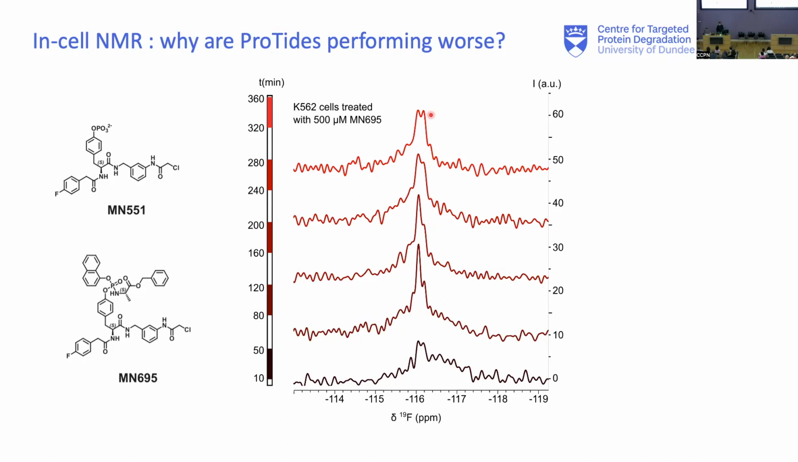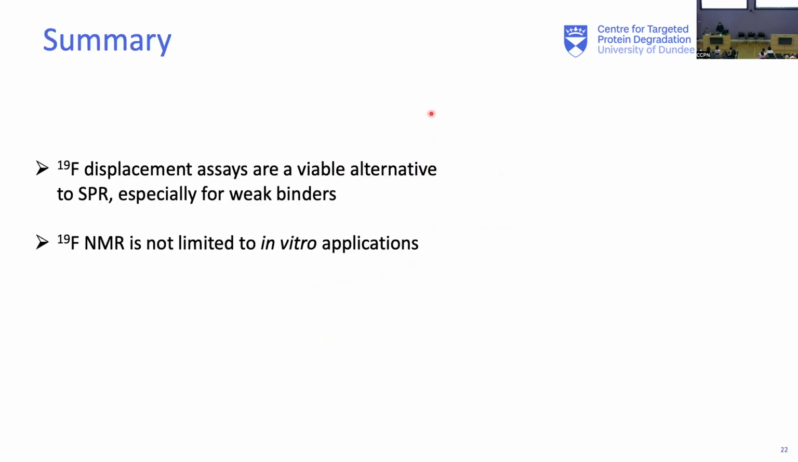So there are really several limiting factors for these PROTAC drugs. With that, I'm coming to my very brief summary. So I hope I could convince you that 19F displacement assays are a really great way of quantifying, especially weak interactors. They do offer an interesting alternative for especially chemistry labs that might not have access to an SPR instrument, and probably will have access to an NMR of some description. I would also like to make the point that 19F NMR is not just limited to in vitro applications, it can be applied to cells and other complex mixtures, and is very versatile in that regard.